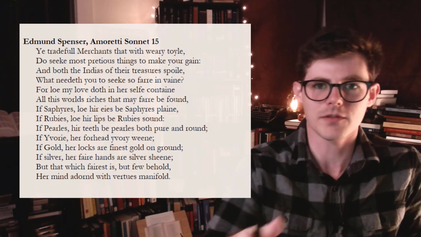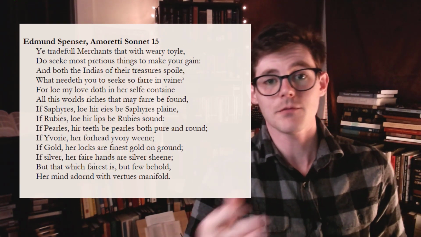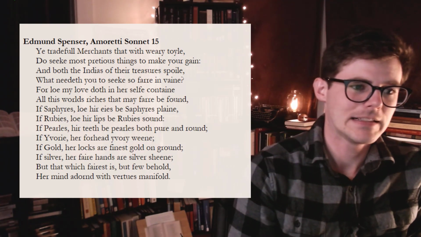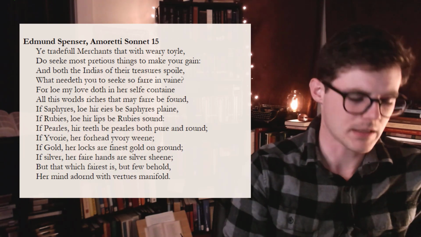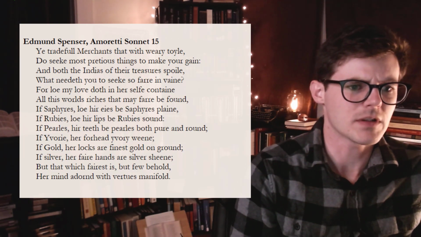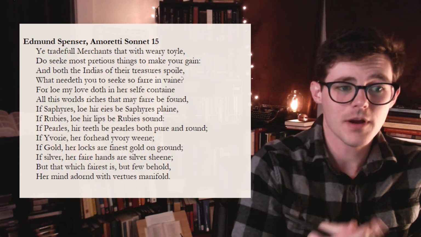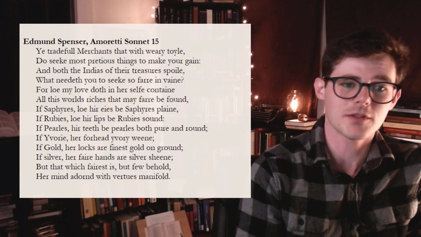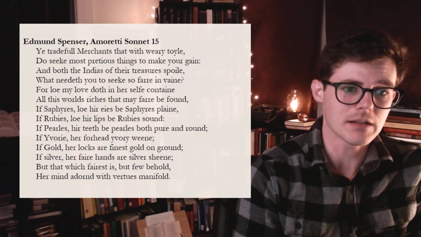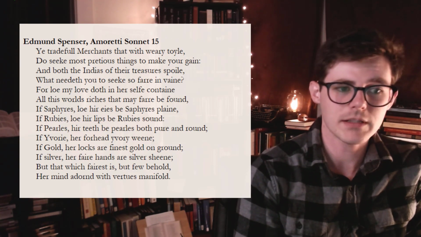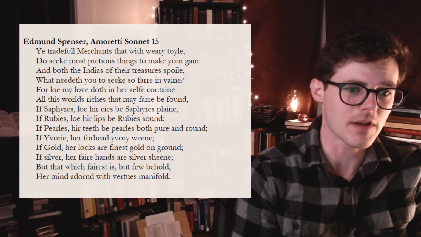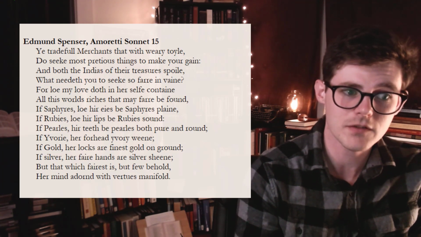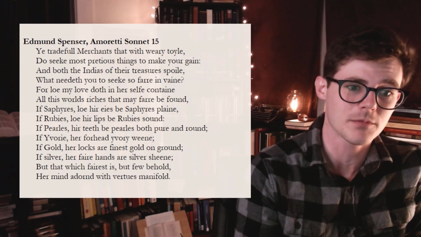This is Edmund Spenser's Amoretti sonnet, Sonnet 15, which came before Shakespeare's Sonnet 130. Spenser writes, and I didn't bother to modernize the language here, but you can still hear it. Ye tradeful merchants that with weary toil do seek most precious things to make your gain, and both the Indians of their treasure spoil, what need you to seek so far in vain? For lo, my love doth in herself contain all this world's riches that may far be found.